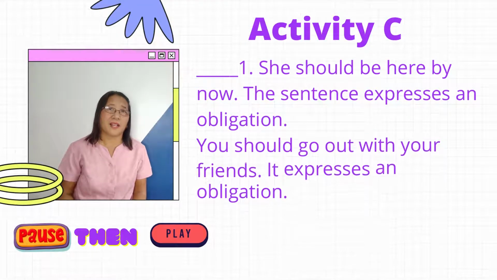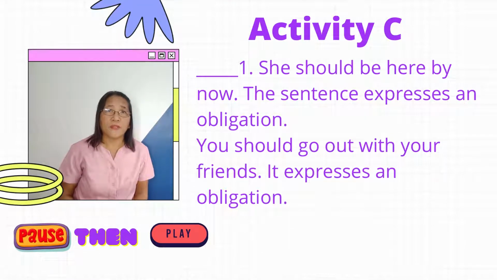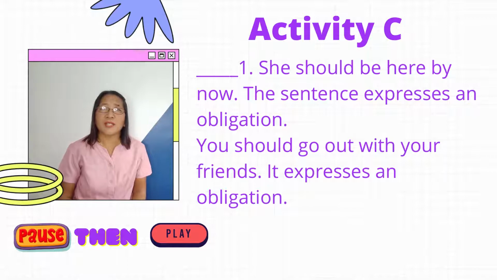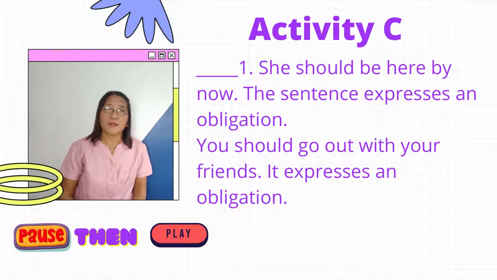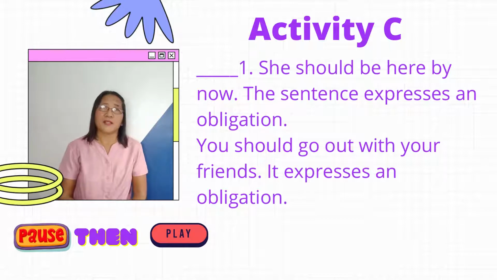Let us analyze item number 1. Modal verb should is used when giving an advice. The first sentence does not express a suggestion. The speaker is actually in a situation where he or she is meeting someone. The second sentence is an advice. Therefore, it is an obligation. So, the answer for item number 1 is letter B. Alright, you may continue answering the rest of the items.